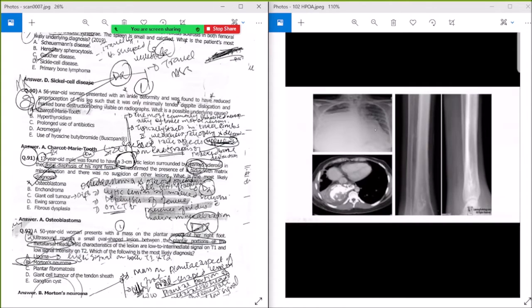Charcot joint is associated with decreased sensation. So there is marked destruction on radiograph, but it is only minimally tender. It also shows loss of sensation.